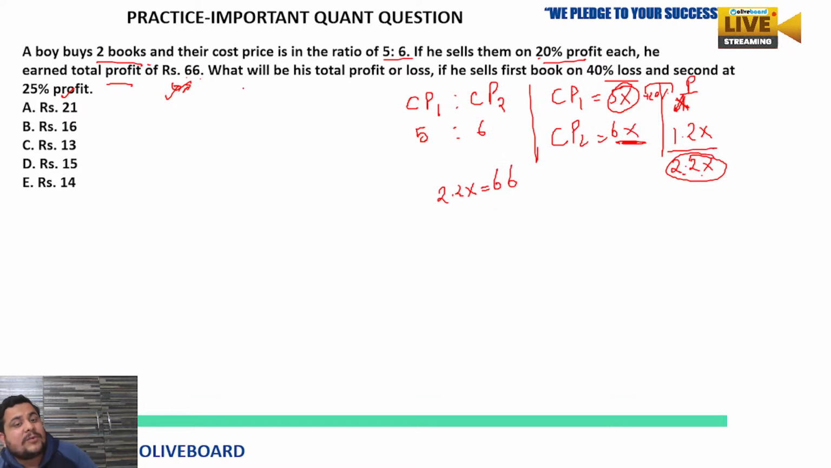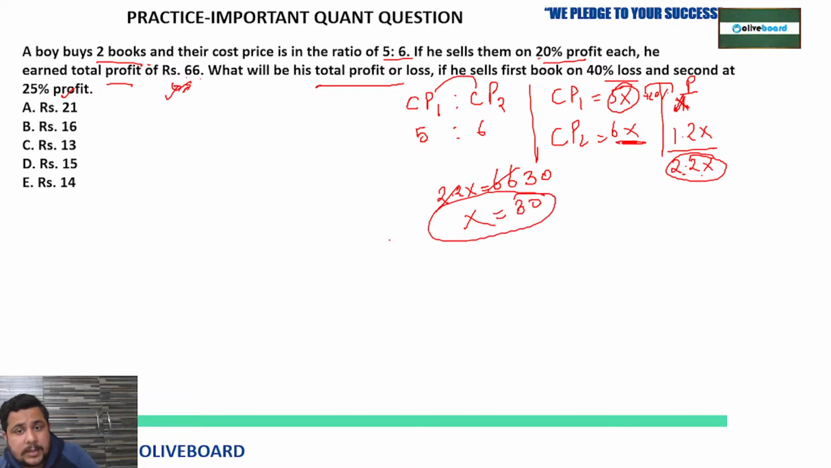Because what we need to calculate is the total profit or loss if he sells the first book at 40% loss and the second at 25% profit. So first of all, for that we must know the cost price of both the books. So we can calculate it by this. Now just cancel by 2.2, so 30. So the value of x is 30. Clear? Because 66 upon 2.2, just remove this point, so 0 will be added. Now 22 threes are 66, so 30. Okay, so 30 is the value of x.